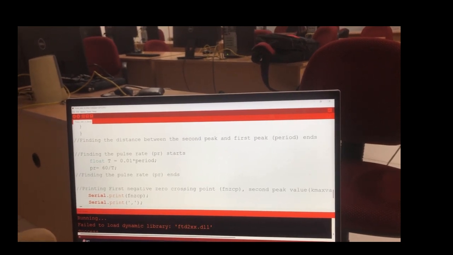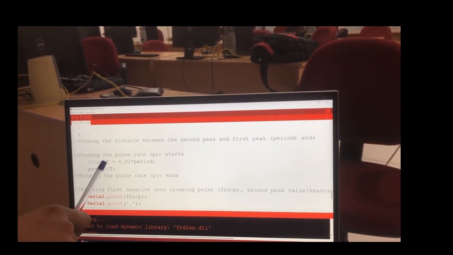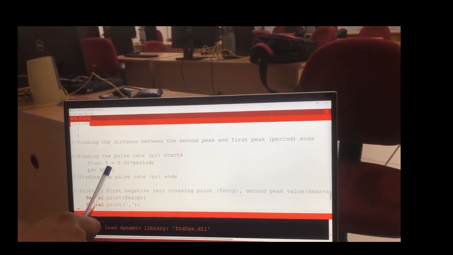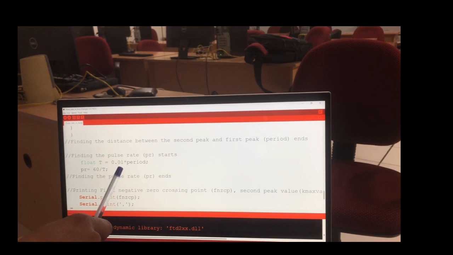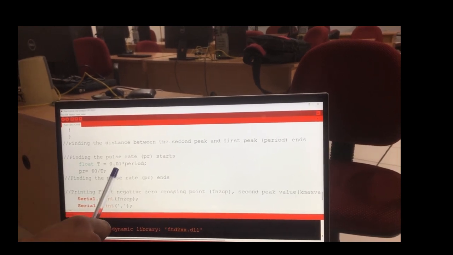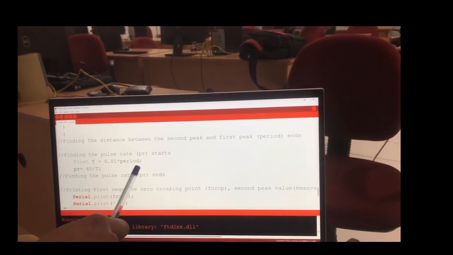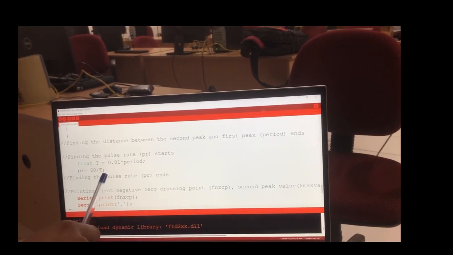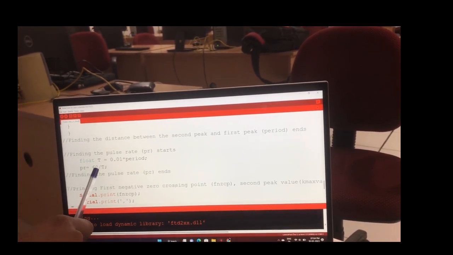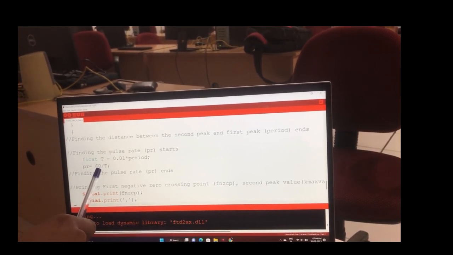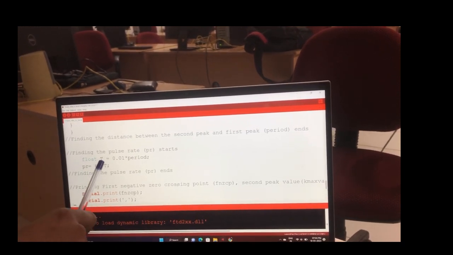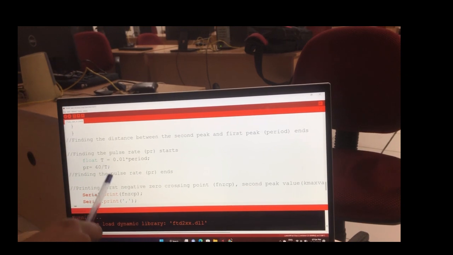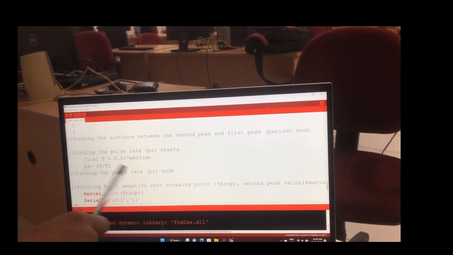And then we are finding the pulse rate. How to find the pulse rate? We are creating a new float variable st. As we know, the sampling frequency is 100 Hz, so 0.01 into the corresponding period. So the pulse rate equals 60 by t. 60 means number of pulses per minute. So that is 60 divided by the time period between the two peaks.